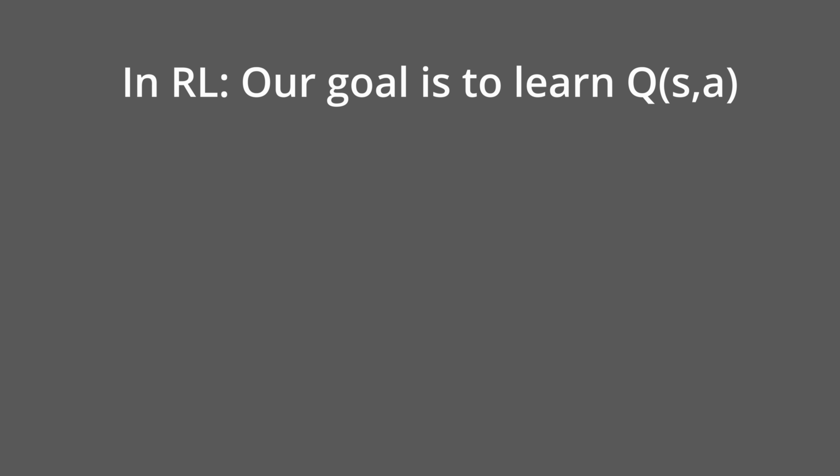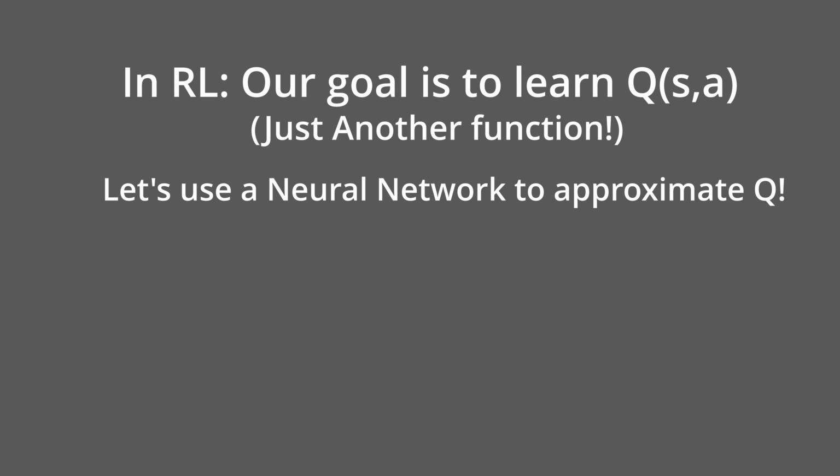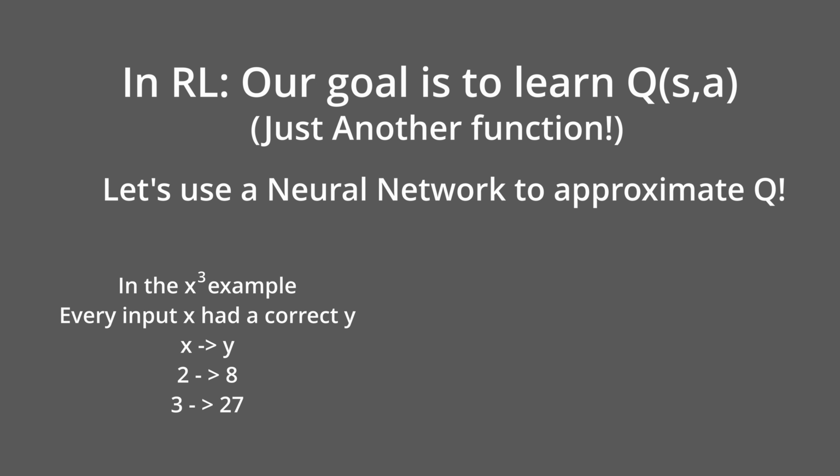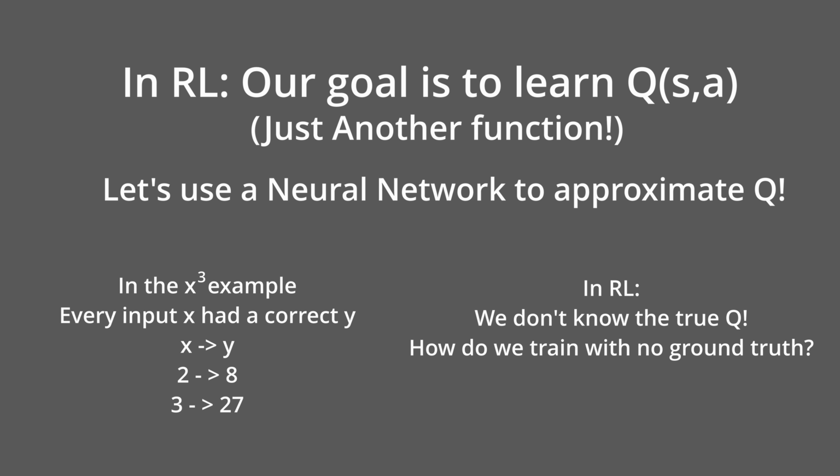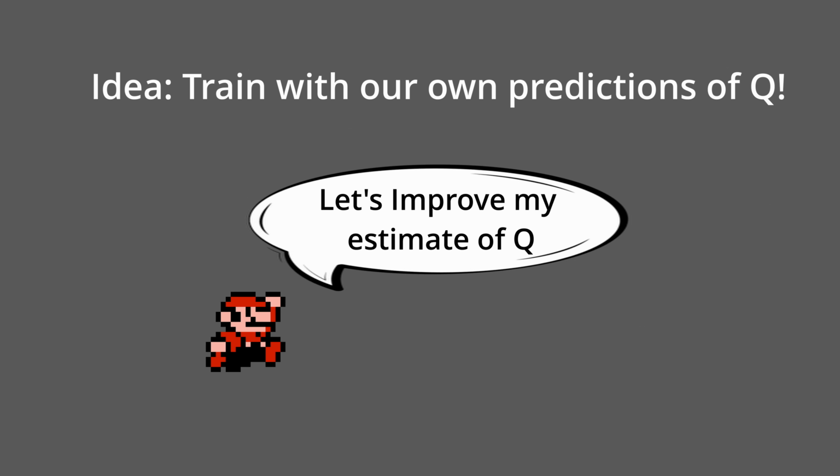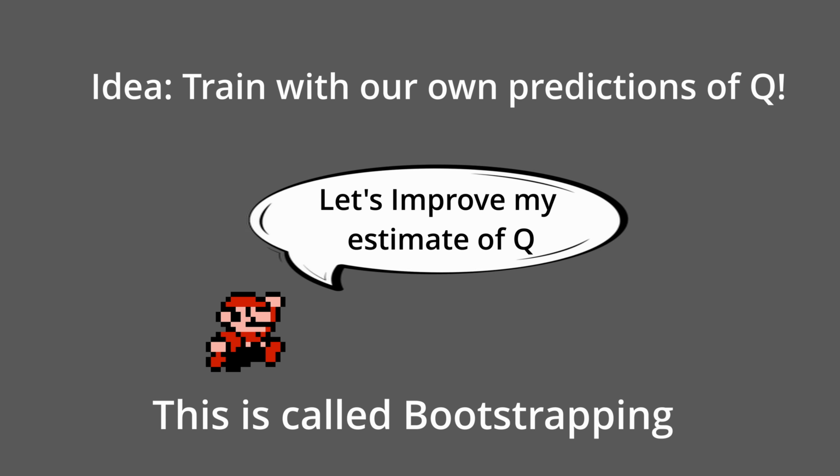Now let's bring this back to RL. Our goal is to learn Q(s, a), which is just another function. So in theory, we can use a neural network to approximate Q. In the x cubed example, we had clear labeled data. The input mapped to the correct output. But in RL, we don't actually know the true Q values. So how do we train? Instead, we use something clever. We use our own predictions to create targets. This idea is called bootstrapping.